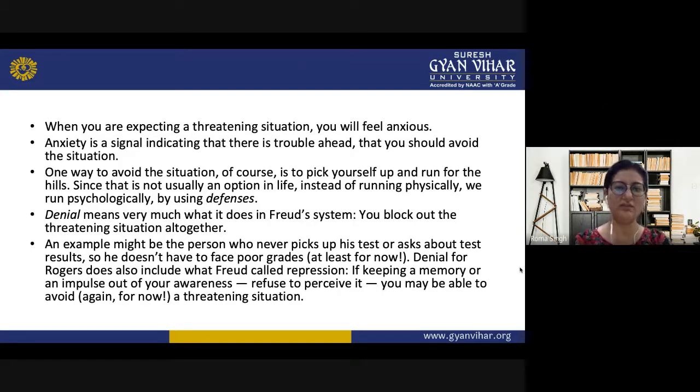So denial means very much what it does in Freud's system. You block out the threatening situation altogether. An example might be the person who never picks up his test or asks about test results. So he doesn't have to face poor grades, at least for now, because he has not asked for the result.